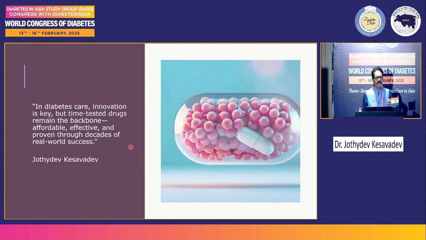So in modern day diabetes care, we often discuss only the newer therapies and technologies. But time tested drugs such as acarbose, time tested drugs like repaglinide shouldn't be forgotten, and these are affordable. They are still very effective because diabetes remains the same, and these are some of the remedies which are proven through decades of real world success.